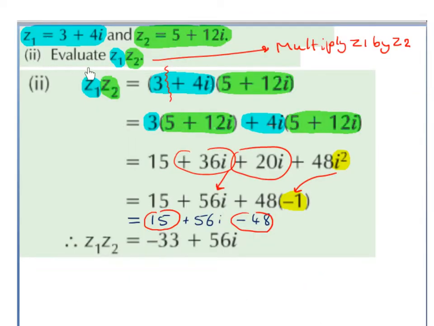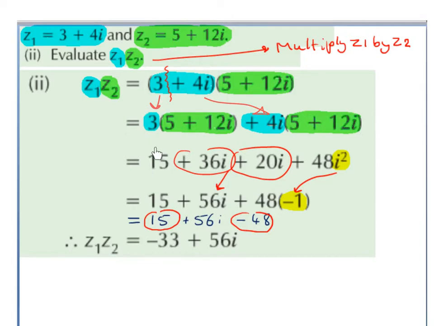Part 2. Evaluate Z1 multiplied by Z2. So Z1 and Z2 are stuck together, which means we multiply them. So we're going to write down Z1, which is 3 plus 4i with brackets around it. Then we write down Z2, which is 5 plus 12i with brackets around it, and make sure they're stuck together. Then we crack open the egg. We bring down the 3, and then stick on the second egg. Then we bring down the plus 4i, and again stick on the second egg.